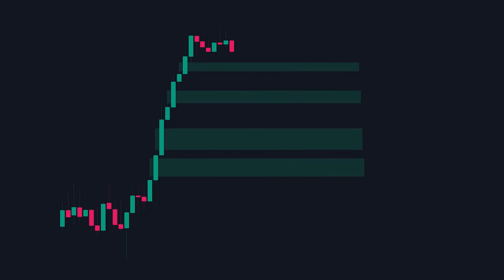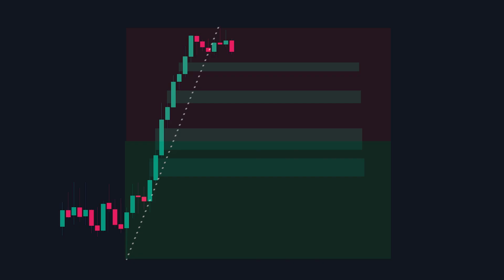Now, we need to decide which fair value gap actually matters. When multiple FVGs appear in the same direction, not all of them give the best entry. Price doesn't always react to the first one. It often moves deeper before making the real move. By looking at the full price swing, we can divide it into two areas. The lower part offers a better price for buying, while the upper part is more expensive.